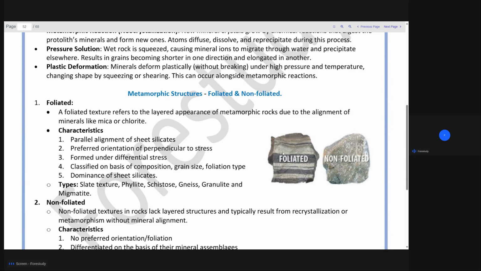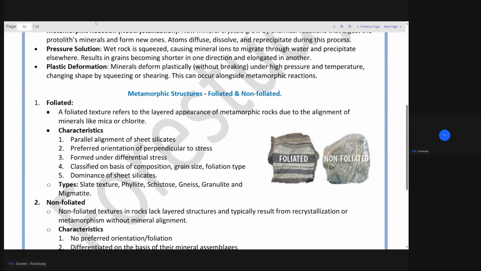These planes of weakness are often due to the alignment of minerals like mica or chlorite. Because of this alignment of different minerals in a particular direction, a planar fabric or planar weakness forms, which is called foliation. The characteristics are parallel alignment of sheet silicates and preferred orientation perpendicular to stress. Remember this: perpendicular to stress. It forms under differential stress.